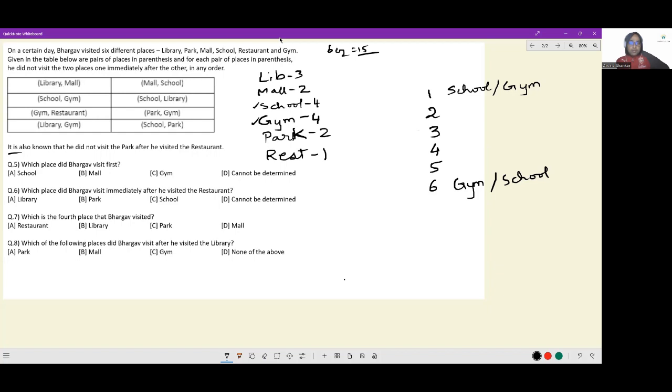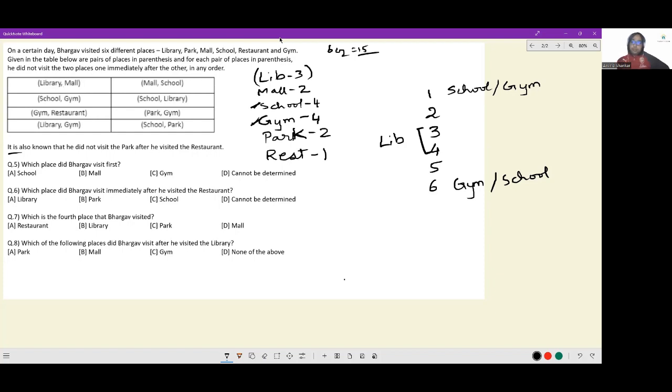Now that we have taken care of school and gym, look at the next thing. Library has been mentioned 3 times. Library is not next to mall, library is not next to school, and library is not next to gym. Can I say library can only come in spot 3 or 4? Because it is not next to school, it is not next to gym. So library can only come in spot 3 or spot 4. This is the only possibility.